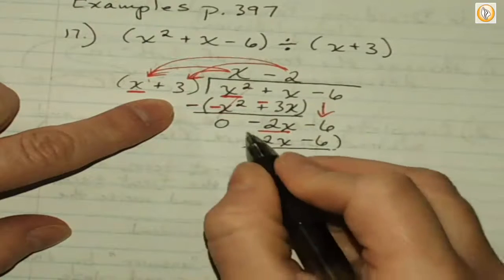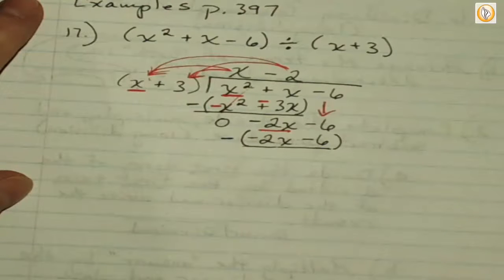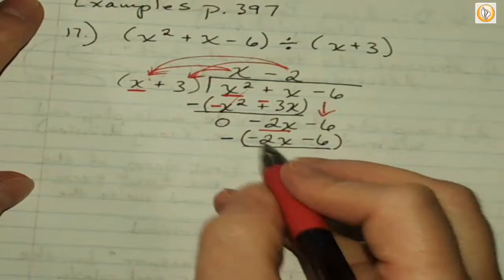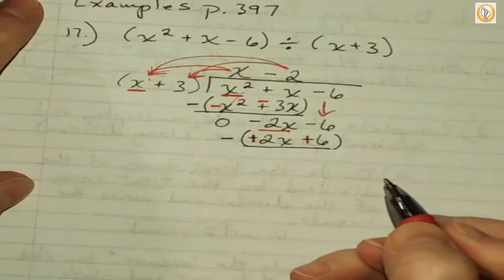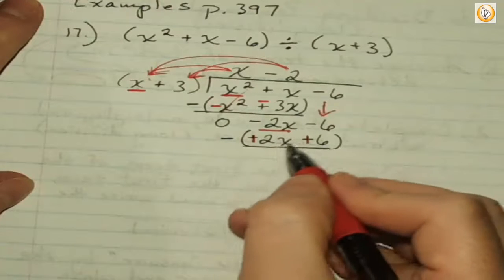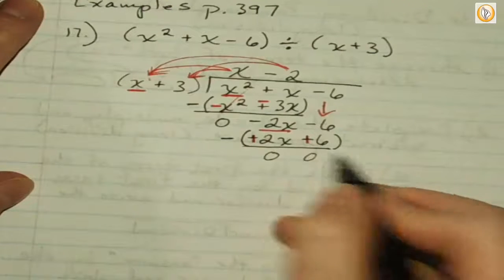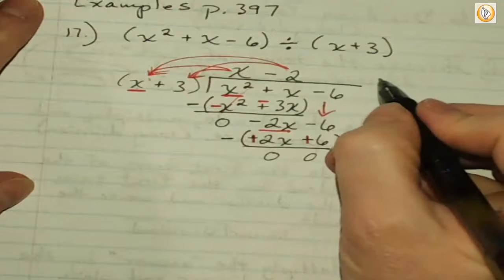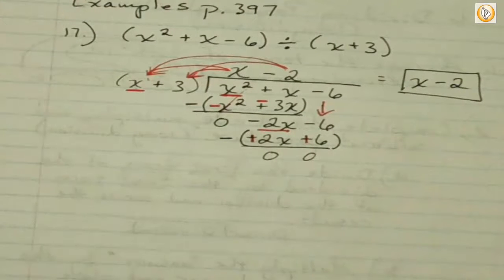And I'm putting this in parentheses, and we are subtracting. So Emily, tell the class again what happens when I have a negative outside the parentheses. So all of these that are negative now become positive, right? So then negative 2x plus 2x, that's 0. And negative 6 plus 6 is 0. So we're done. No remainder. So my answer is x minus 2. Any questions?